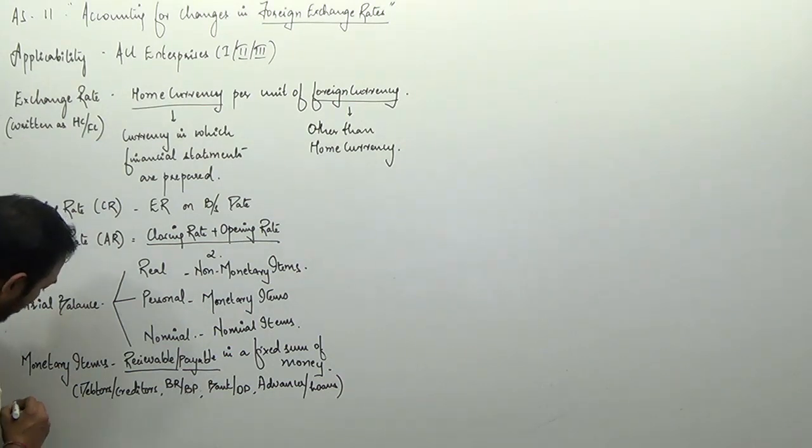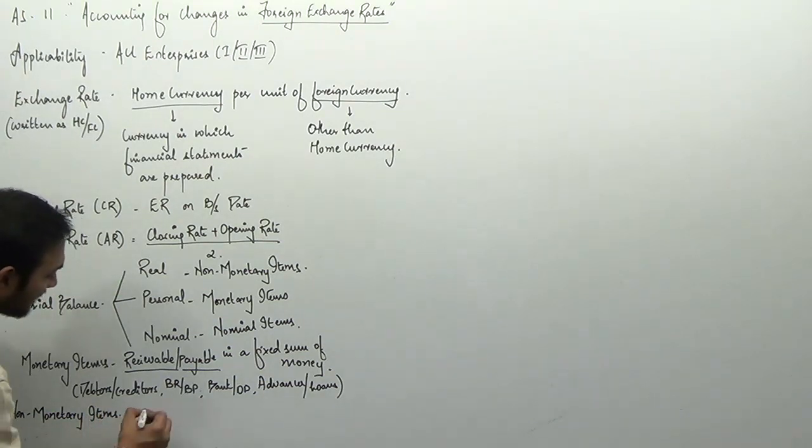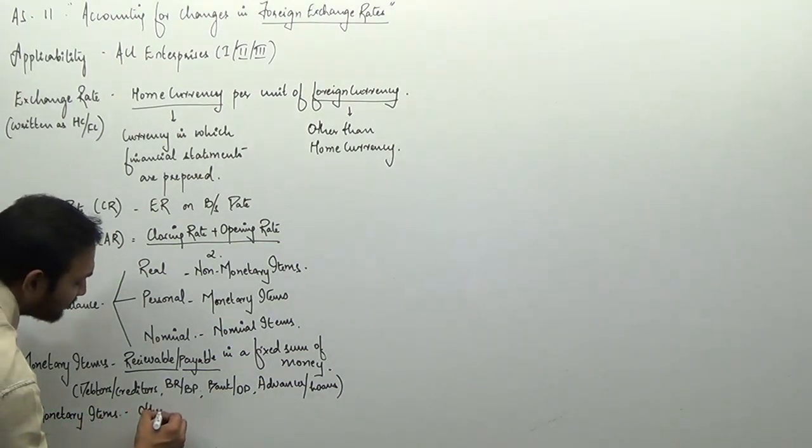Obviously, then what should be a non-monetary item? Always go for the exclusive definition. Since monetary items are already defined, non-monetary items are other than monetary.